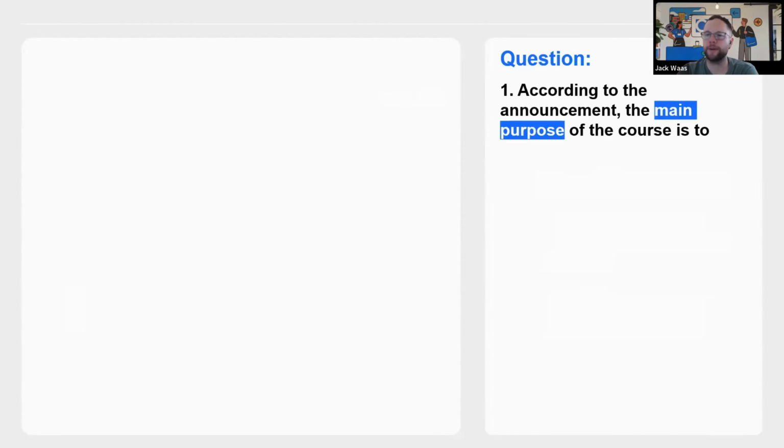So I think it would be main purpose here, right? Main purpose. So we're going to read step by step, very carefully, very differently to what we did in part A. As we read, we're asking ourselves all the time, what's the main purpose of the course? Okay, the main purpose is what we're focusing on.